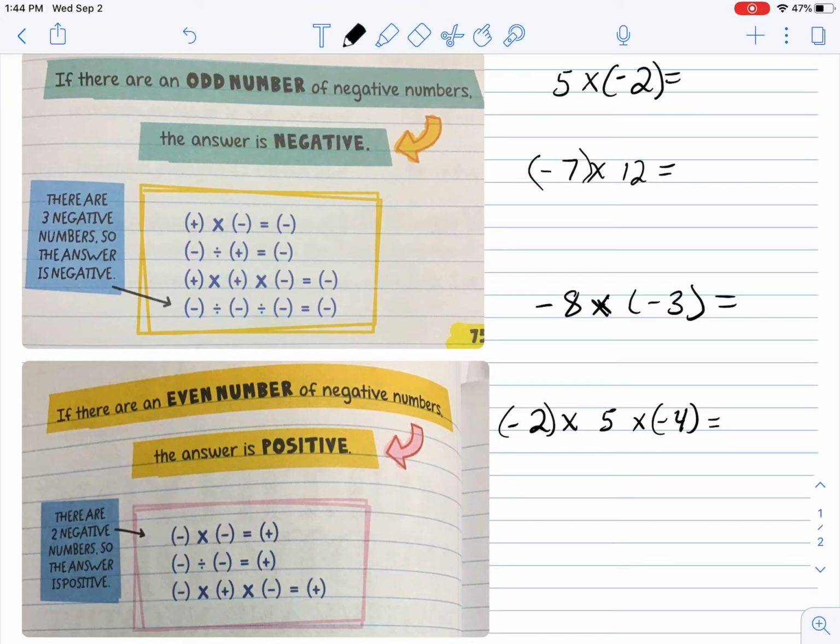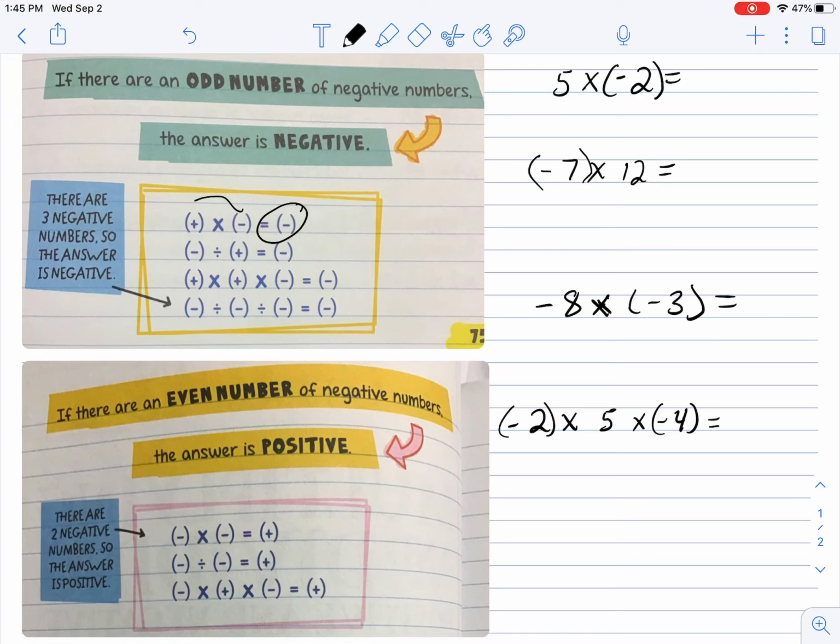Okay, so when you are multiplying positive and negative numbers, if the amount of negatives you have is an odd number, your answer is going to be negative. If it's positive, your outcome is going to be positive. Sorry, if it's an even number, it'll be positive. So what that means is, so here, if you're doing a positive number times a negative number, your outcome is negative.